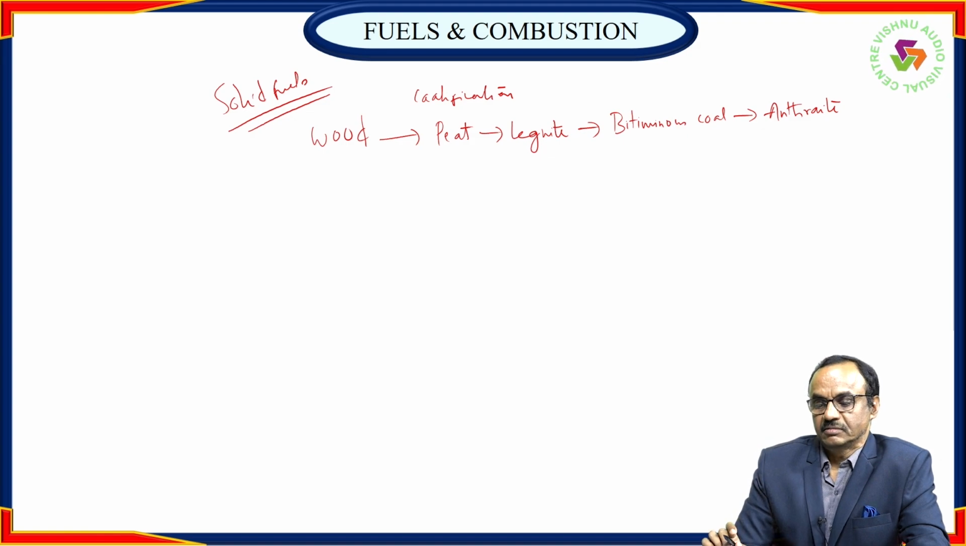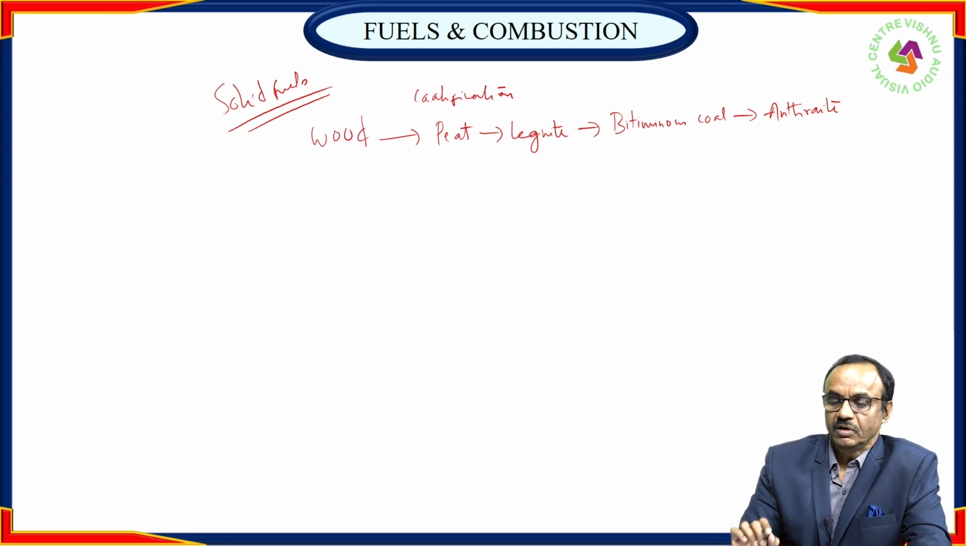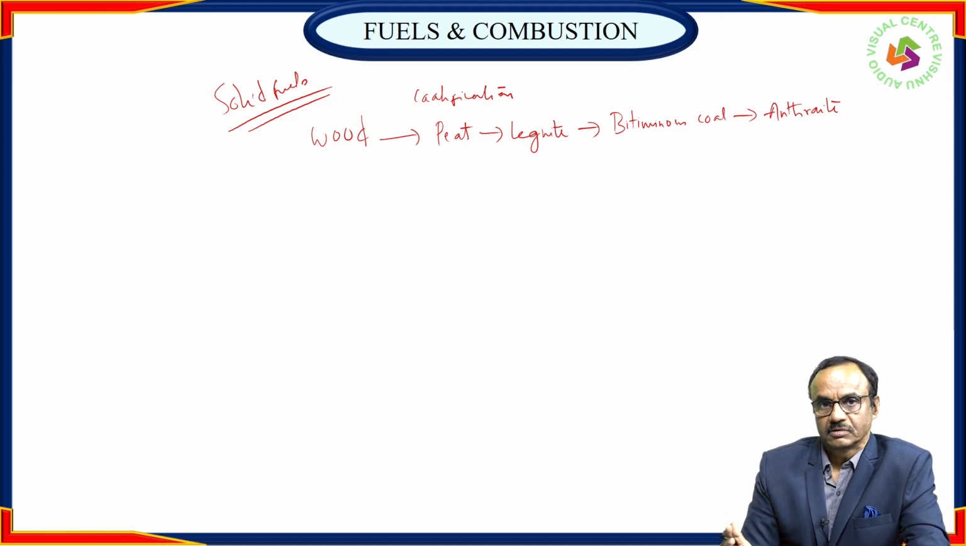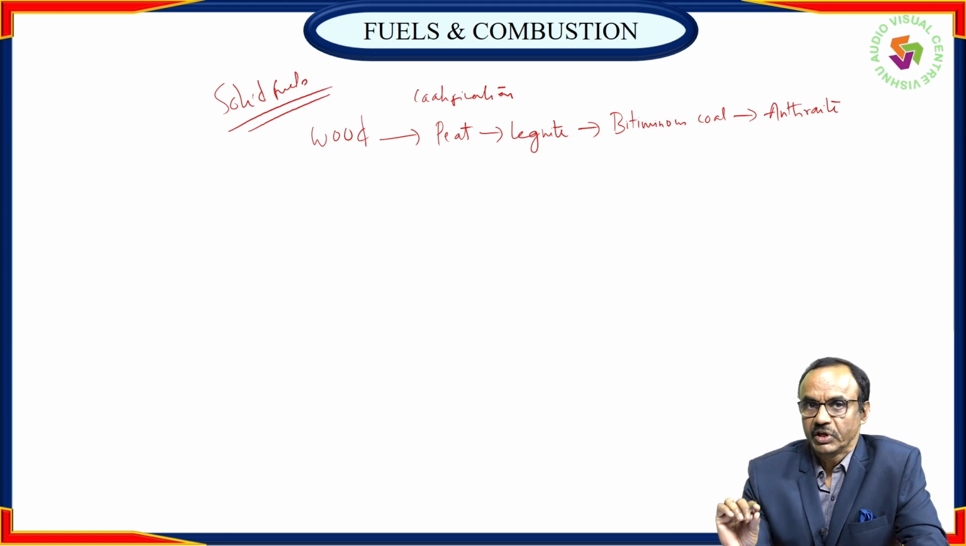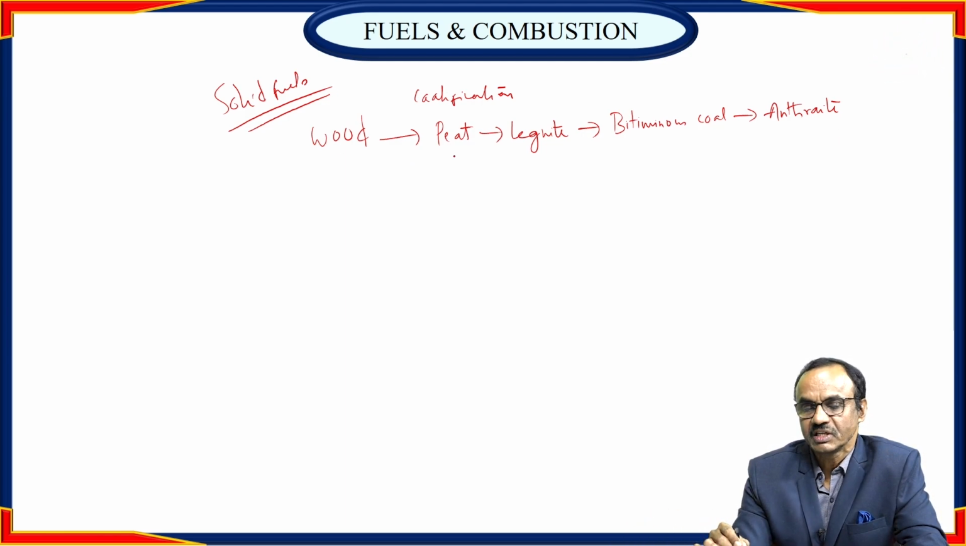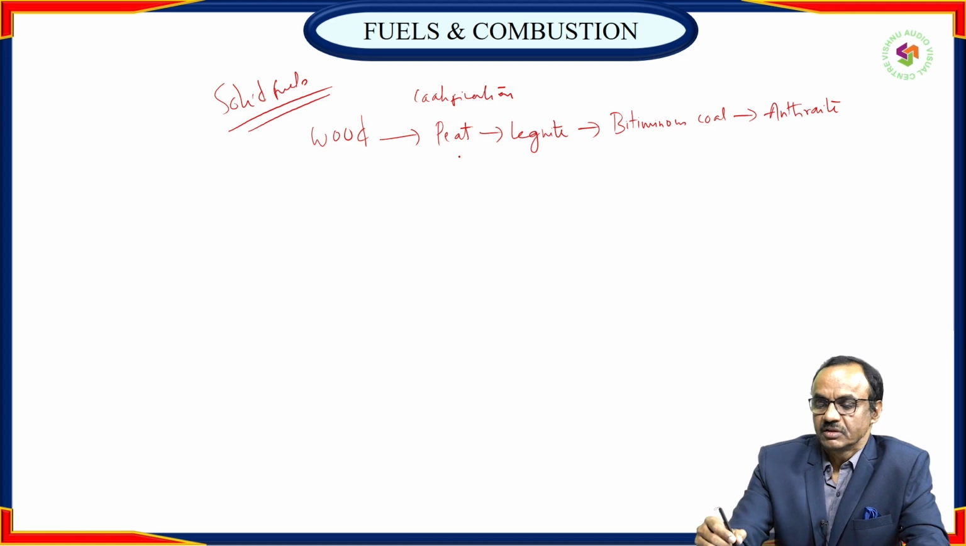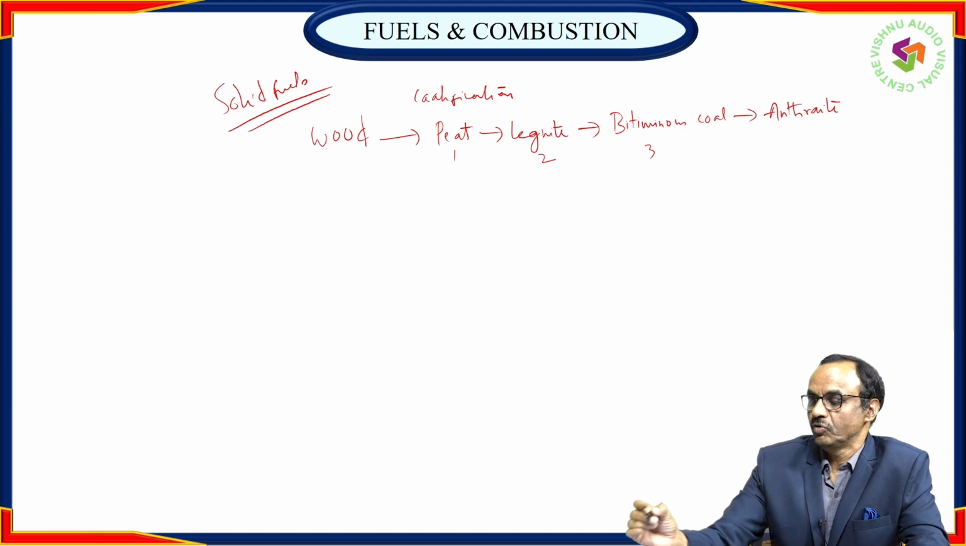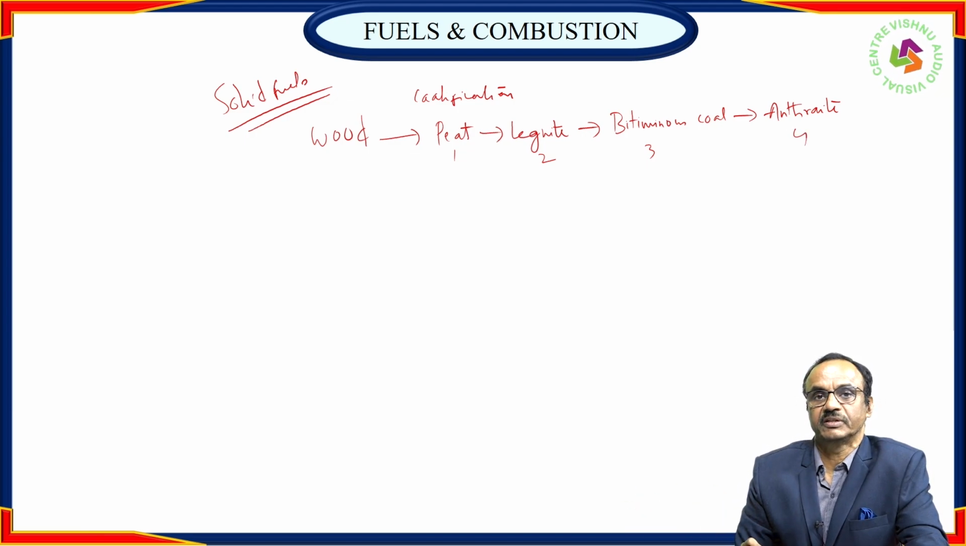Naturally abundant solid fuels are wood. In the crust, in soil, wood slowly converts into peat and then into coal. The process is called qualification. The first stage of qualification is called peat, the second stage is called lignite, the third stage is called bituminous coal, and the fourth stage is called anthracite.